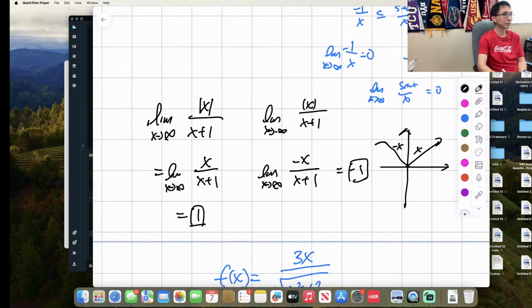40 is the same way. You're going to choose 3x plus 2 or negative of 3x plus 2. And then when you reach infinity, it's going to be positive or negative 3.